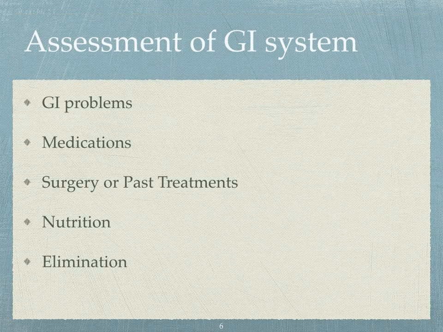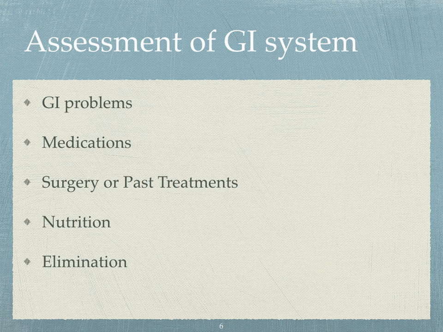Next we're going to begin our assessment of the GI system with our subjective data. First, of course, we need to get a health history. Have they had any abdominal pain, nausea, vomiting, diarrhea? Have they noticed any changes in their appetite or their bowels? We need to know what they are in for and the symptoms as well.